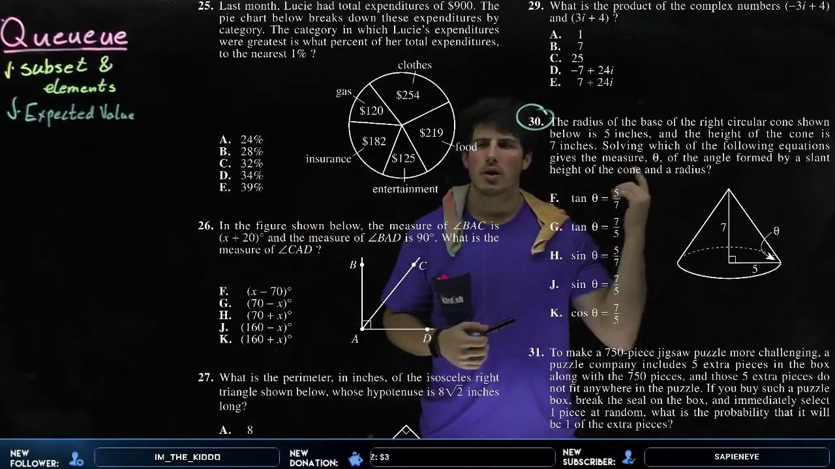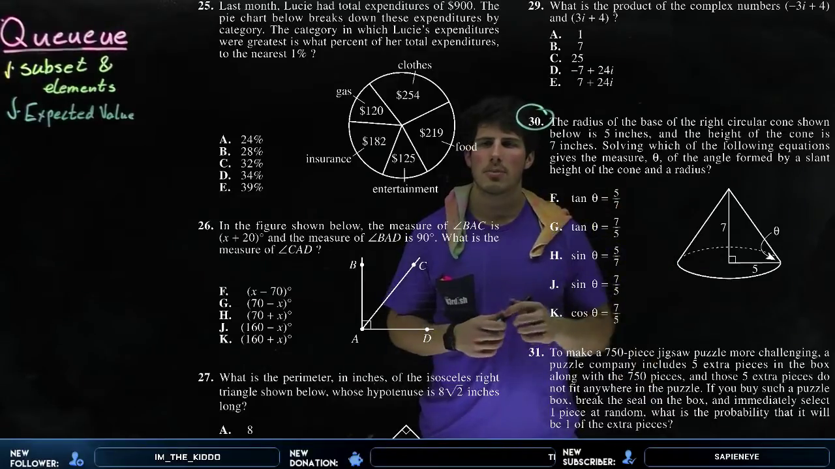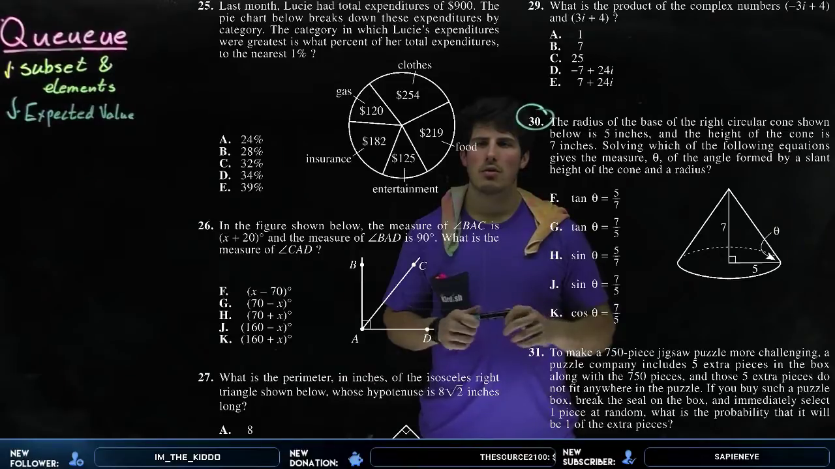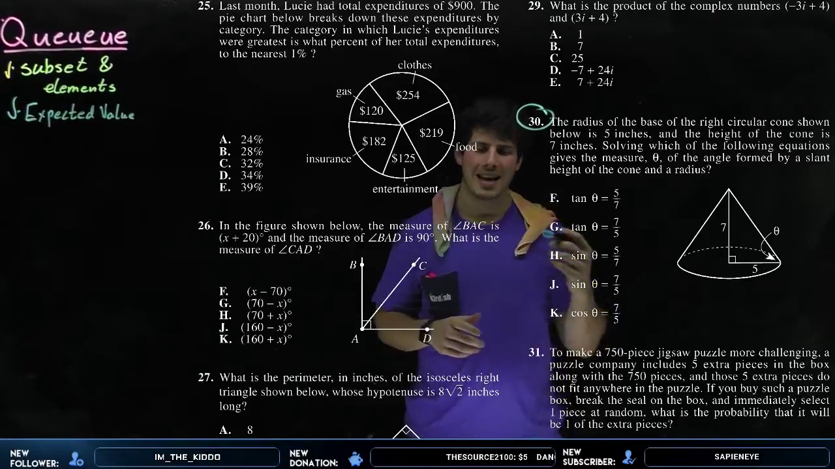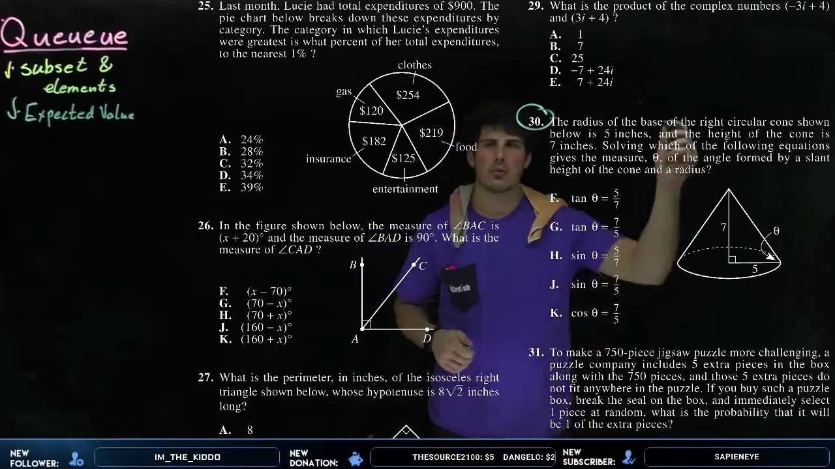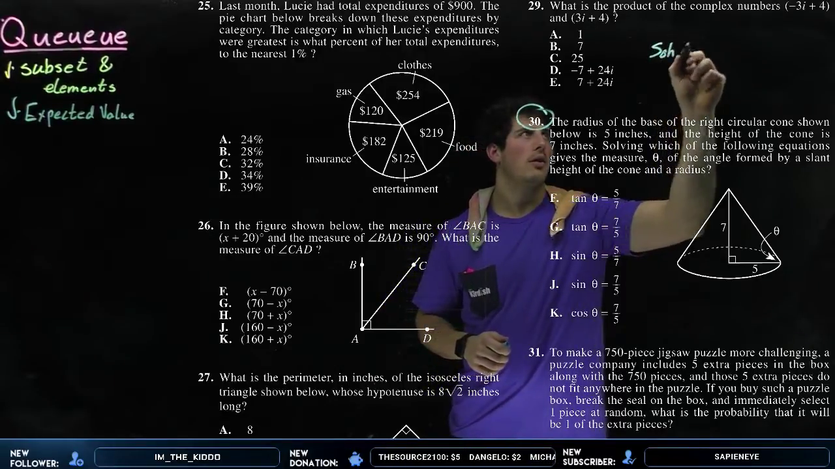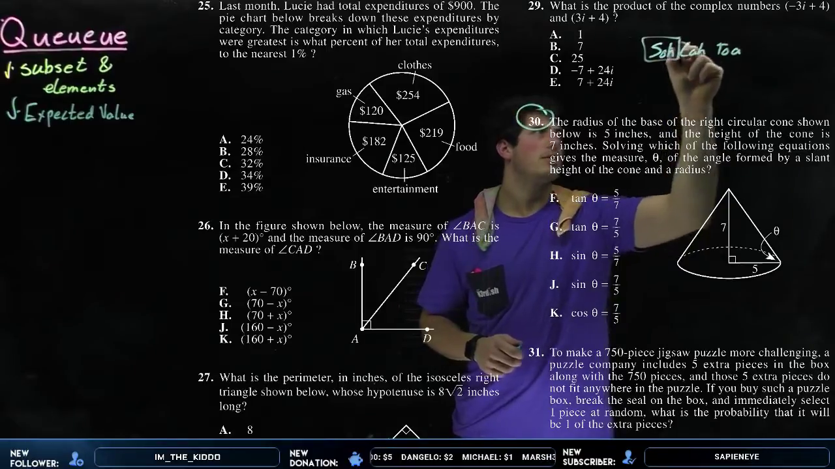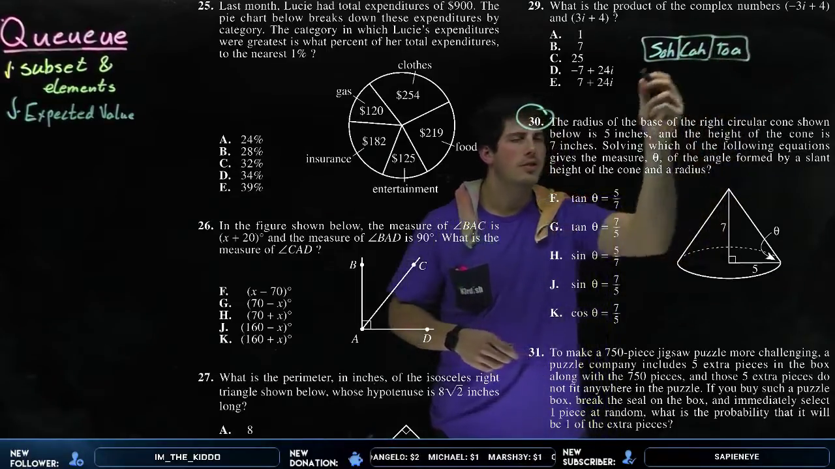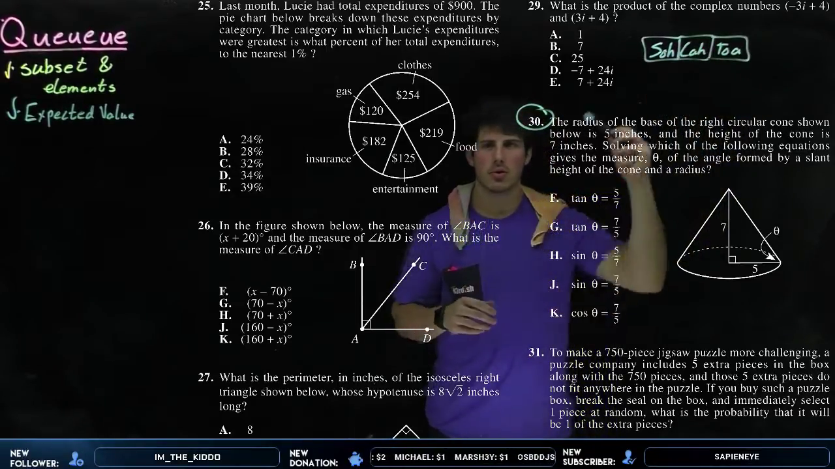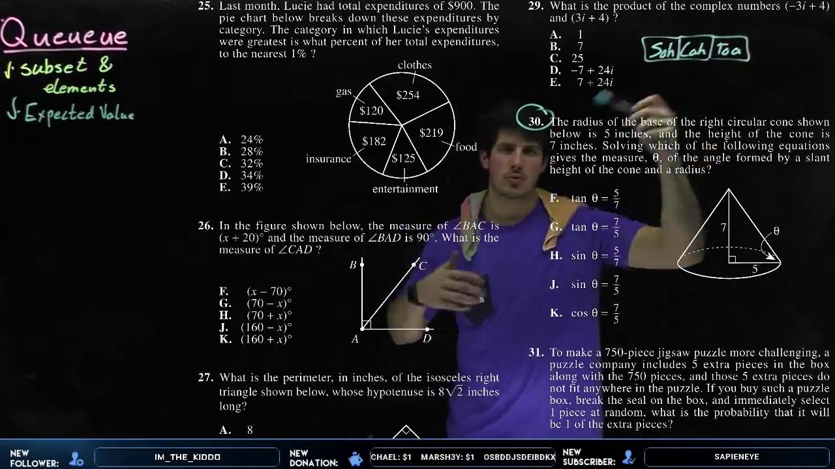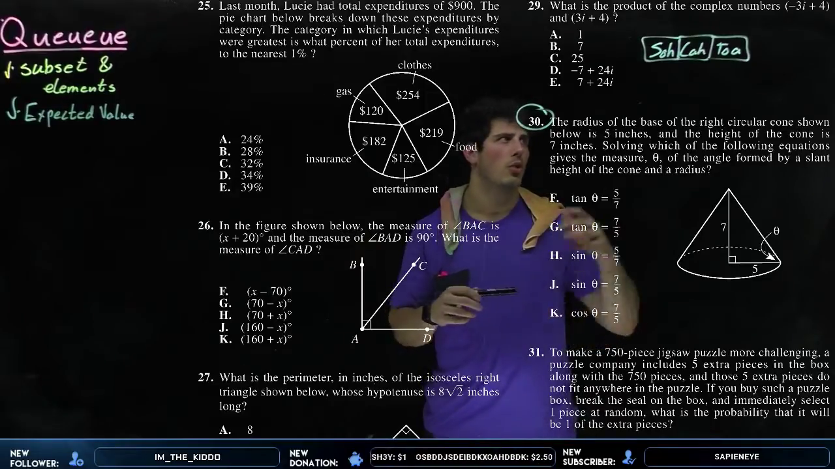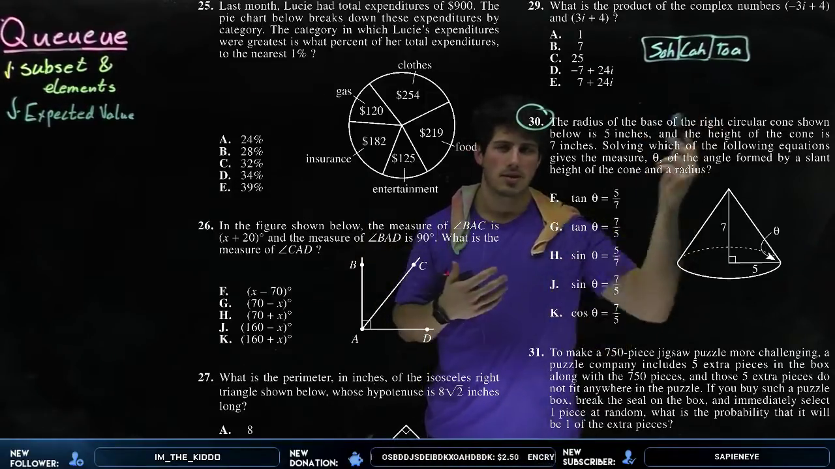Solving which of the following equations right here gives the measure of theta, the angle formed by the height of the cone and a radius. Well, remember we went over SOHCAHTOA, so I'll write it again. You can break it apart into these three boxes. You have the sine, which is the opposite over the hypotenuse. You have the cosine, which is the adjacent over the hypotenuse, and the tangent, which is the opposite over the adjacent.